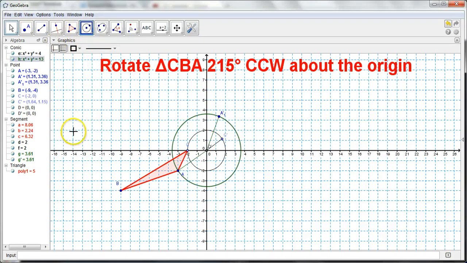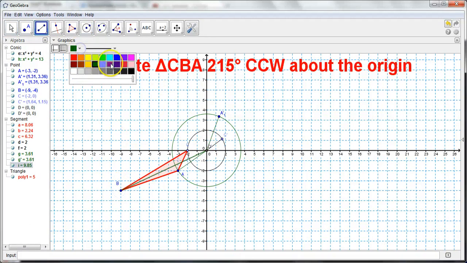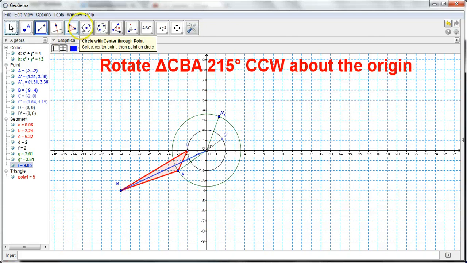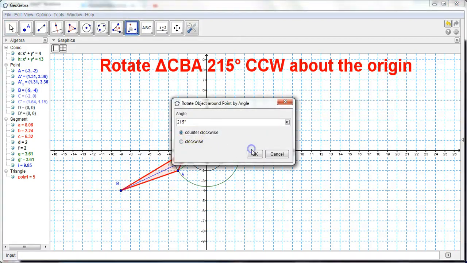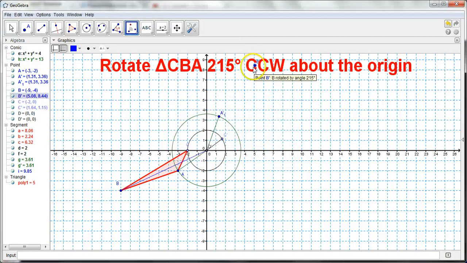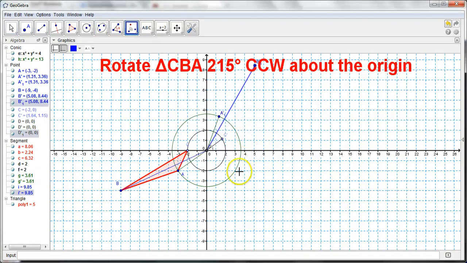Make that green too. And then the last one we got to do is the distance from B to the origin. We'll make that maybe blue. And then I'm going to rotate this then. I'll rotate B about the origin, 215 degrees counterclockwise, which it went way up here, right? And now I'm going to do the same thing with the segment, just to rotate that too, 215 degrees. There we go, that worked nicely.